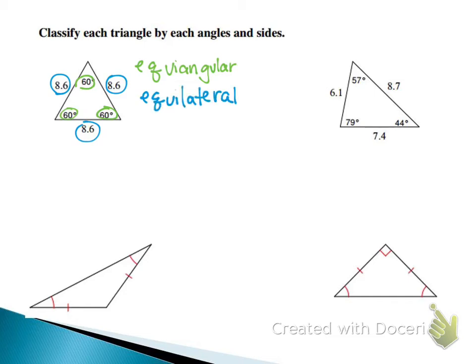All the sides are 8.6. And then if you want to be the most specific, you would also say the largest angle is 60, which means that it is acute. So that is the most specific that you can be. It's acute, it is equiangular, and it is also equilateral.